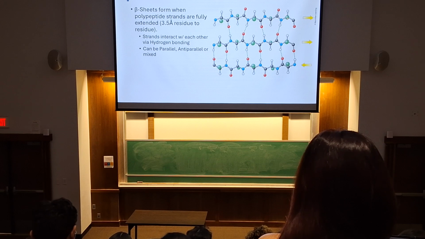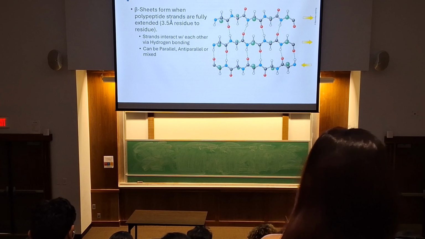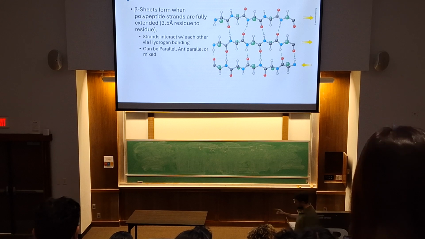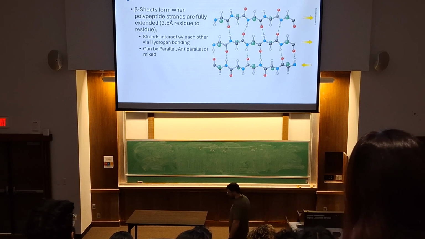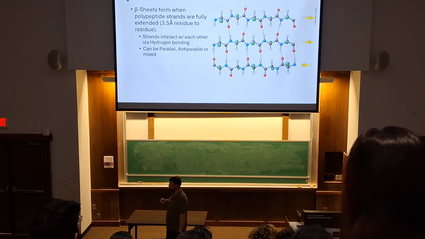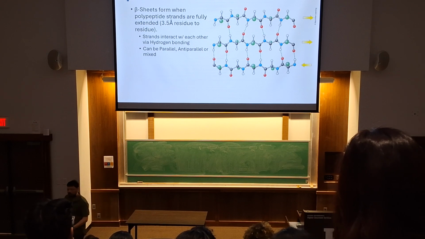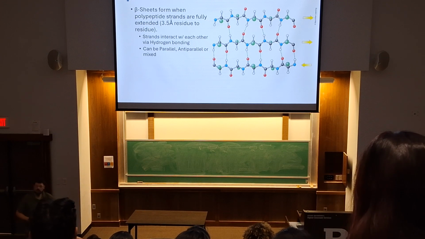Notice that here, the R group is facing towards us. Here, the R group is facing away from us. Here, towards us, away from us, towards us. So we have this alternating pattern of where the R group is, and this gives beta strands a similar property to what we saw in the amphipathic helix. We can have one side of the beta strand that is nonpolar, and one side that is polar.